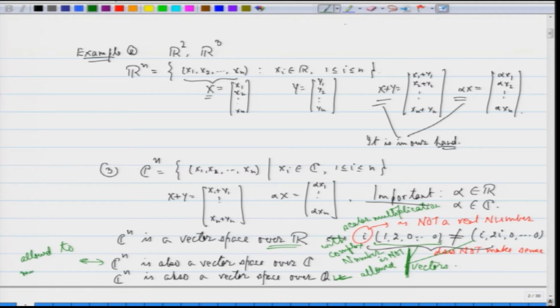Allowed to multiply by complex numbers. But there it is not allowed. That is what you have to be careful about. Fine. So, whenever you are looking at things, be careful, that is all it says, nothing more than that.